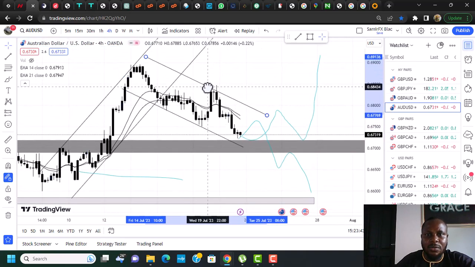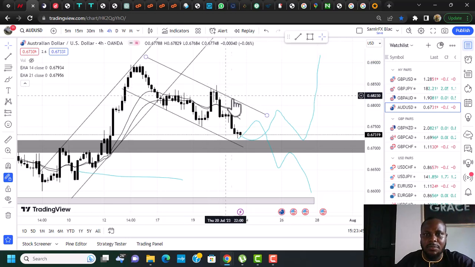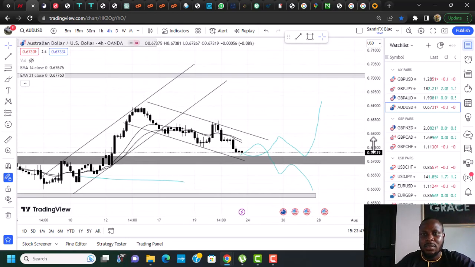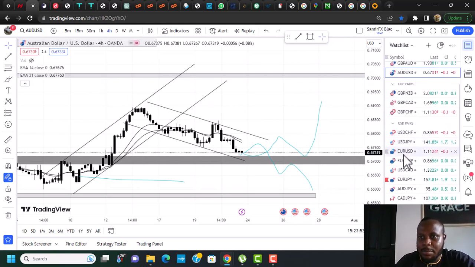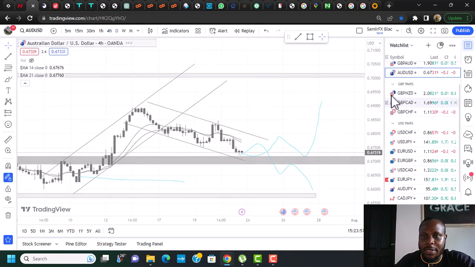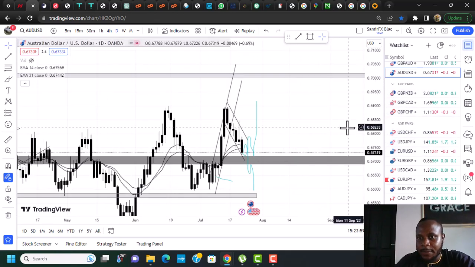I really don't like the setup. It doesn't give me any confluences. I'll probably wait for the double formation and then go back up. So I think that's how we analyze our pairs for entry, looking for entry positions.